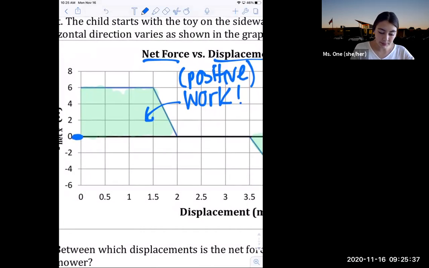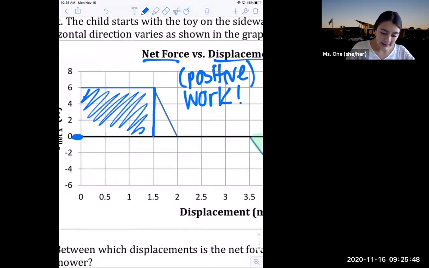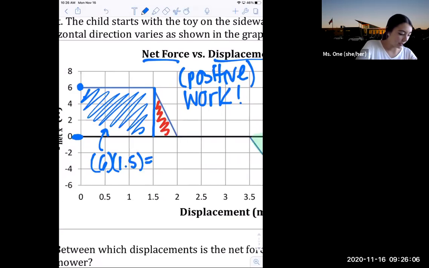Now, how do I actually find the work done? Well, you just divvy it up into areas that you feel confident calculating. So what I would do is divvy it up into maybe a rectangle like this, and then a triangle like this. So if I were to find the work done from 0 to 1.5 meters, the work is going to be force, which is 6, multiplied by the displacement, which was 0 to 1.5. And you can calculate that the work is going to be 6 times 1.5, 9 newton meters or joules.